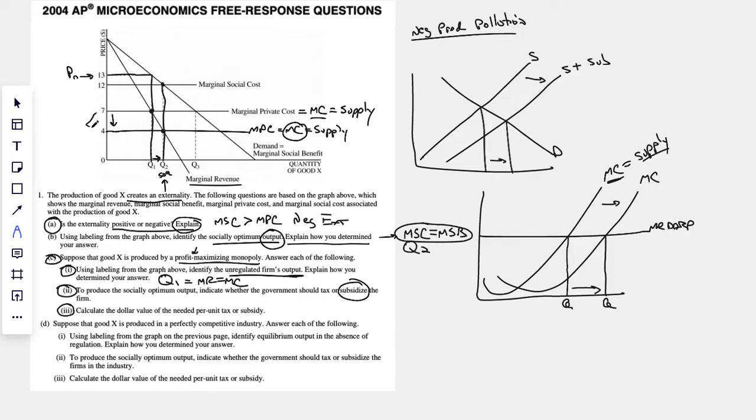Now, recognize that that vertical distance there is the amount of subsidy that we need. So we need 7 minus 4 or $3 of a subsidy to push that marginal cost curve down so that where marginal revenue and marginal cost meet, that's the socially optimal quantity that's now produced. So I think it's $3 there. That makes sense of a subsidy. And make sure you answer it the way they want.